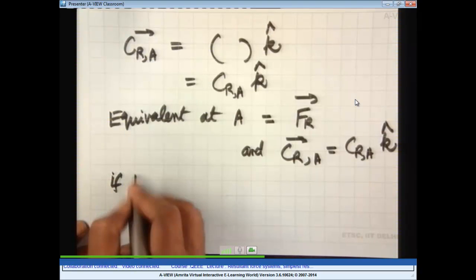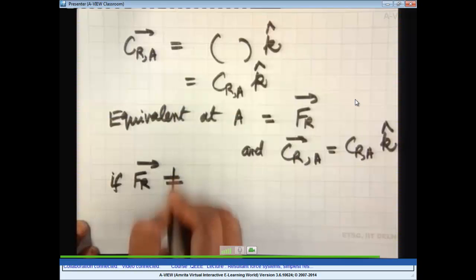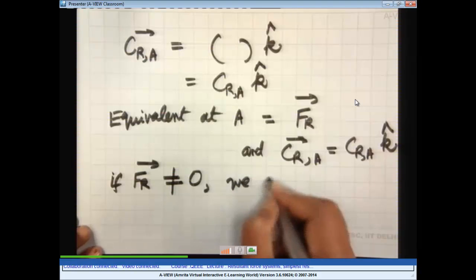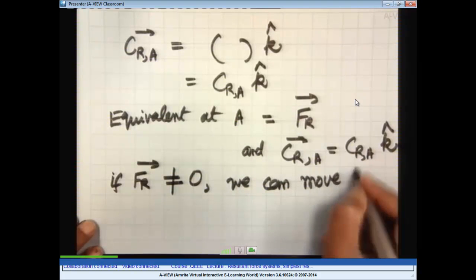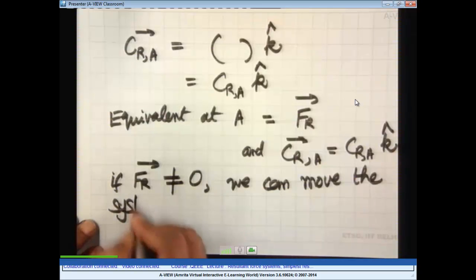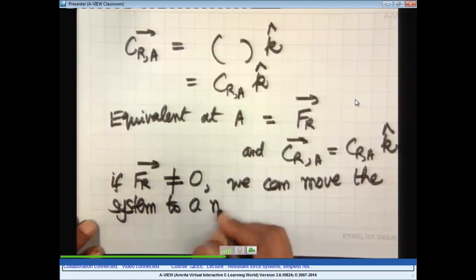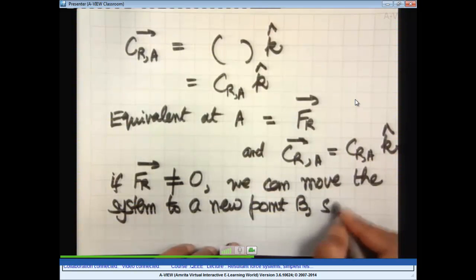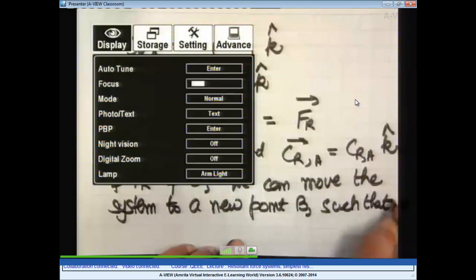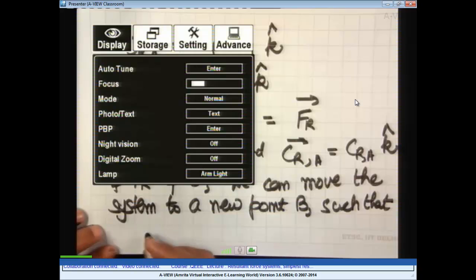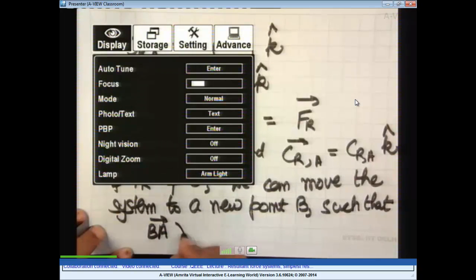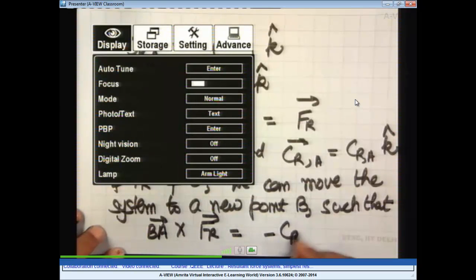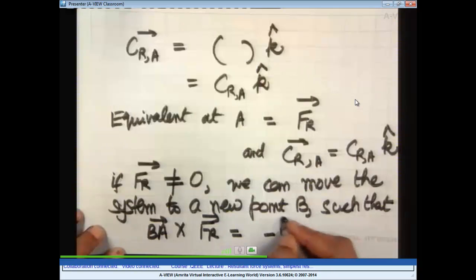Now, if the resultant force Fr is not equal to 0, then we can move the system to a new point B such that BA crossed with Fr is equal to minus of CR at A.